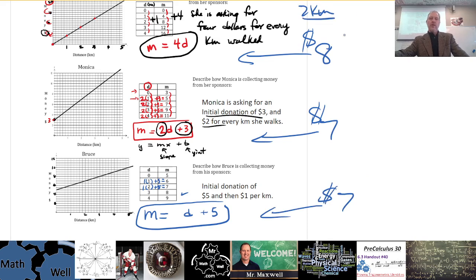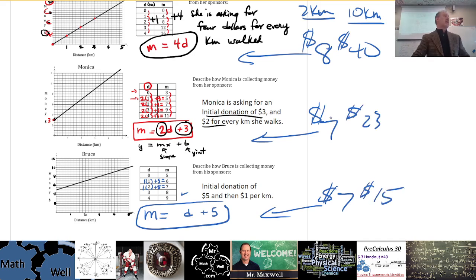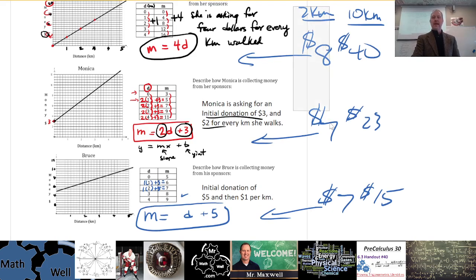Now, what if you were going to go 10? Okay, you're going to go 10 kilometers. Well, that's $40 as we mentioned before. What about this one? That's only $23. And what about this one? 10. This is $15. So yeah, it really does depend on how far you go, because they're all pretty much the same at 2 kilometers.